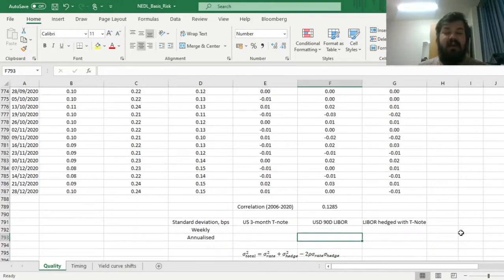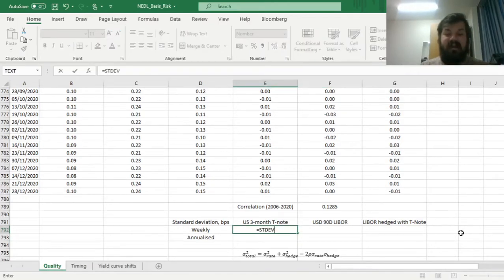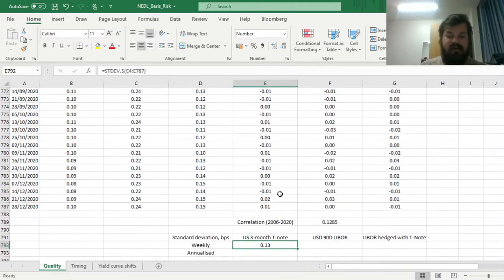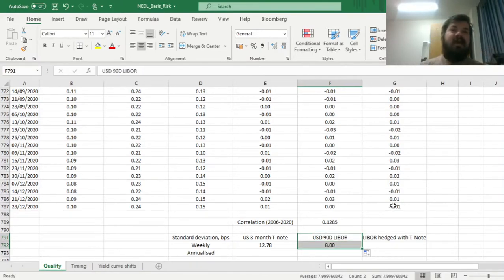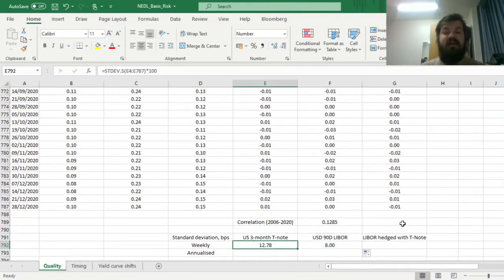And now we can actually see what it means for hedging in terms of reducing risk, in terms of reducing exposure. Let's calculate the sample standard deviation, STDEV.S, of the 3-month Treasury note yield difference, and we'll see that if we calculate it in basis points, so we multiply it by 100, on average the yield changes 12.78 basis points in either direction. If we look at LIBOR, the difference would be 8 basis points exactly, so the LIBOR rate would be quite a lot less volatile than the Treasury note on average.